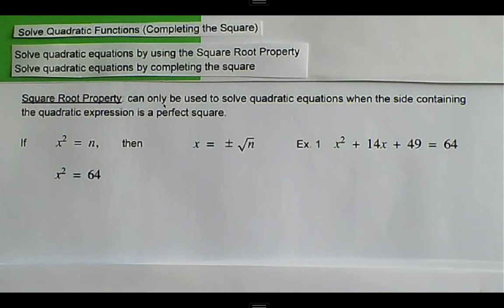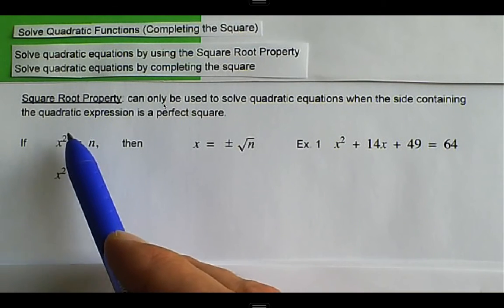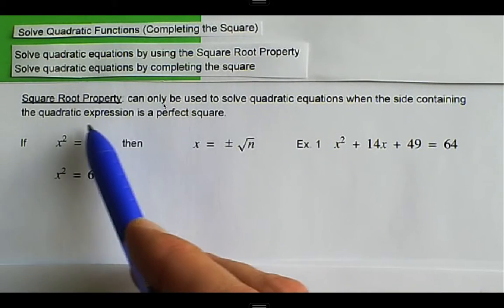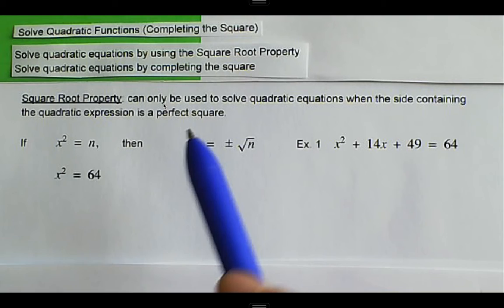We're talking about solving quadratic functions by completing the square. We want to solve quadratic equations by using the square root property and solve quadratic equations by completing the square. So the square root property can only be used to solve the quadratic equation when the side containing the quadratic expression is a perfect square.